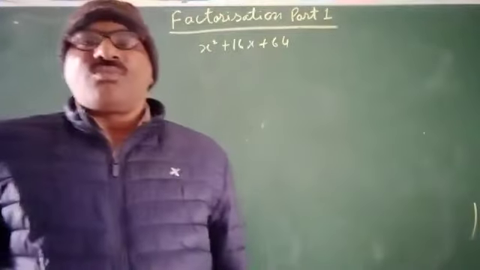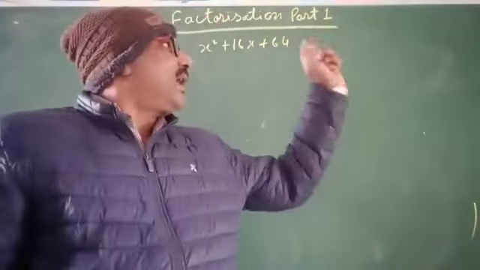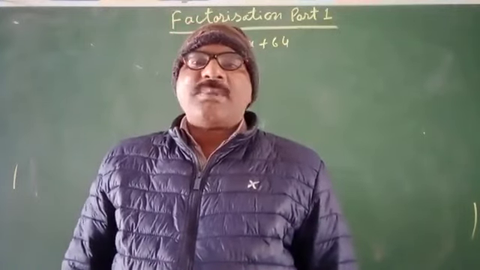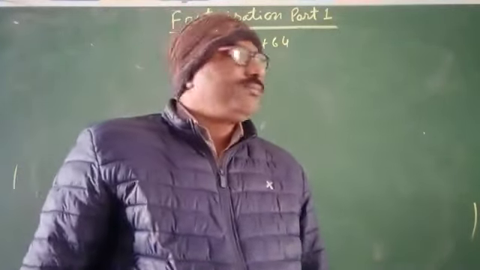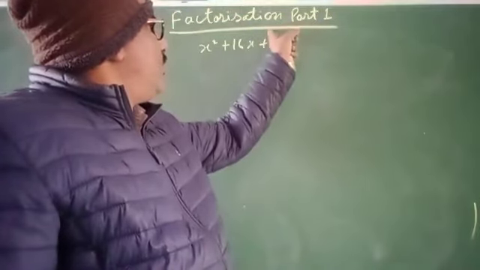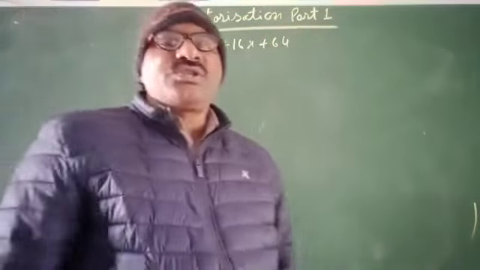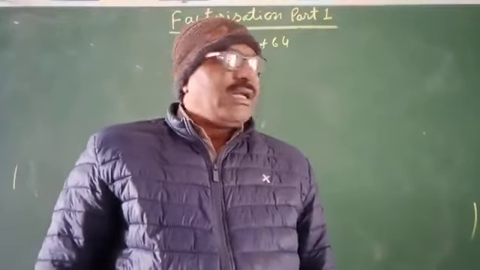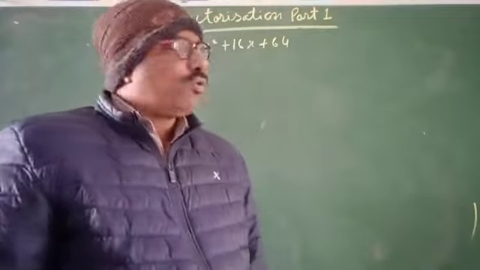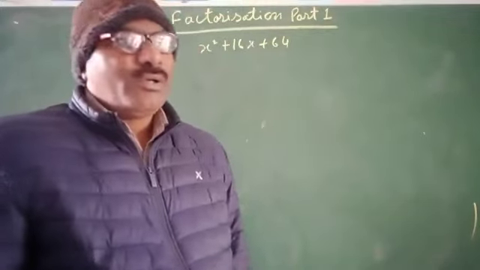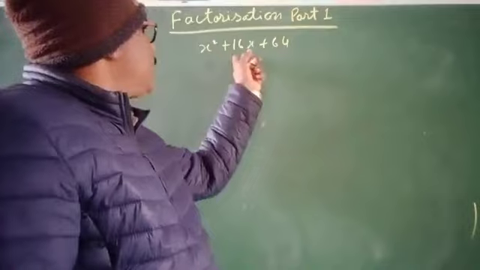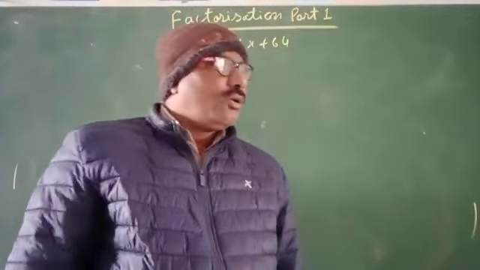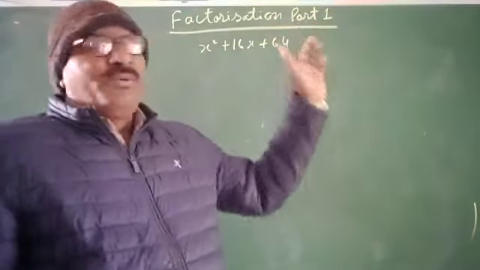if you want to factorize this trinomial, then first of all you will find out factors of 64 in such a way that if you add those two factors, then we get 16, and when we multiply those two factors we get 64.